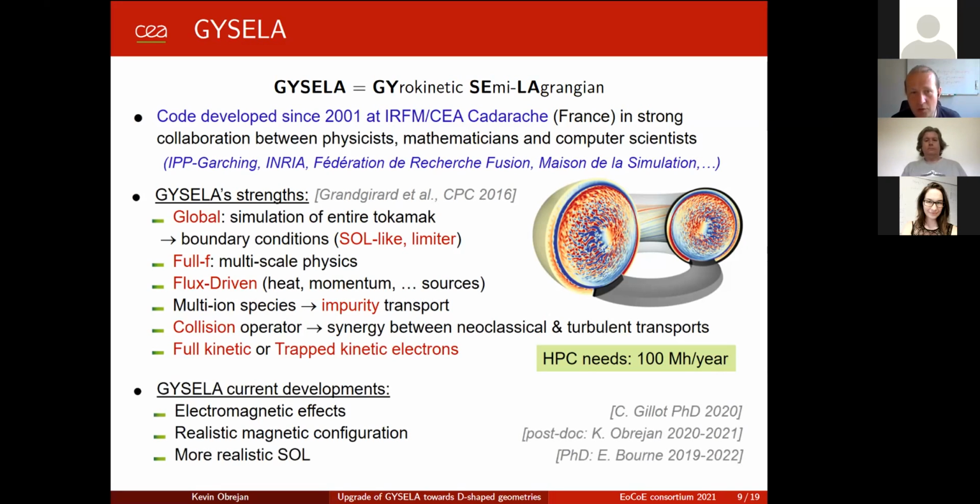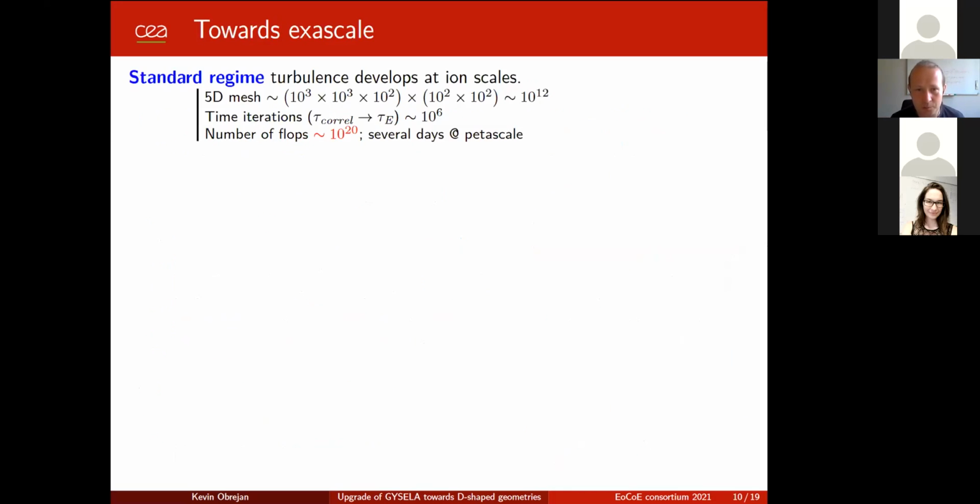The recent developments around GYSELA include the study of electromagnetic effects, having a variation of the magnetic field, which is otherwise fixed; it will be fixed in what I'm presenting here. Also the study of realistic magnetic configuration, which is the current presentation, and more realistic boundaries, since typical boundary conditions from mathematics, such as Dirichlet conditions, are not really applicable in such a context. And so more advanced models are actively studied using GYSELA.